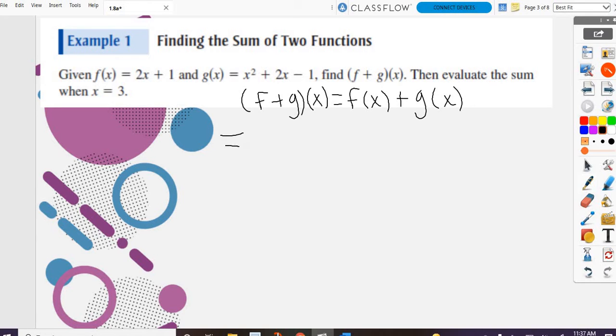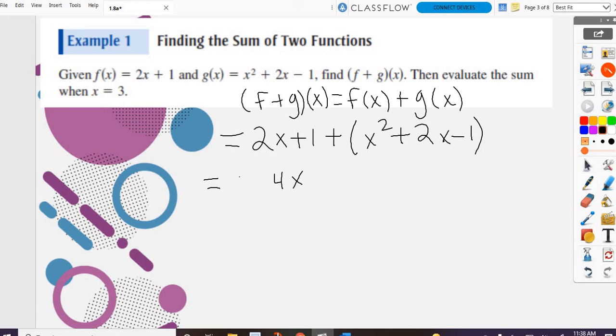And since they give us f of x and g of x, we can just plug those in. And like I said, we're just combining like terms. So I have a 2x plus a 2x, which gives us 4x. We have an x squared that's by itself. And then we have 1 plus a negative 1, which gives us 0. So that would be our answer.